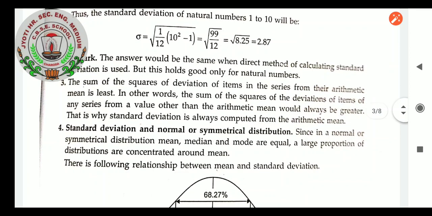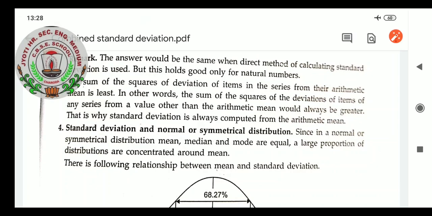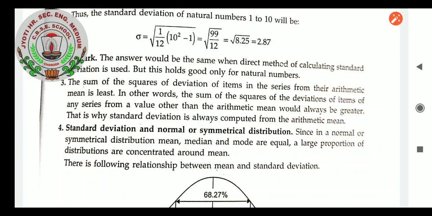The sum of the squares of deviations of items in the series from the arithmetic mean is the least. In other words, the sum of the squares of the deviations of items of any series from a value other than the arithmetic mean would always be greater. That is why standard deviation is always computed from the arithmetic mean.